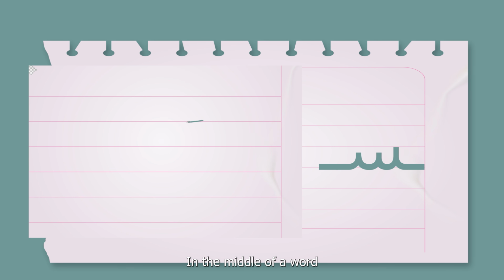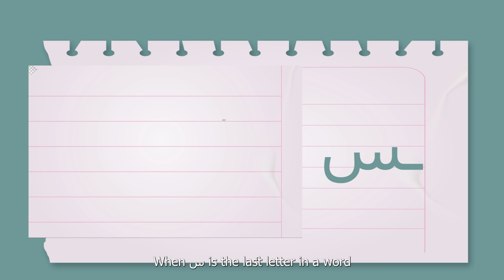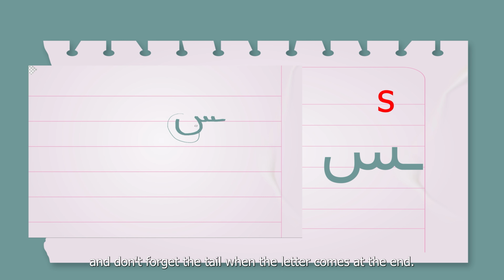In the middle of a word, it will look like this, where it has a connecting line to the previous letter and another connecting line to the next letter. When sa is the last letter in a word, it will look like this, where it connects to the previous letter, and don't forget the tail when the letter comes at the end.